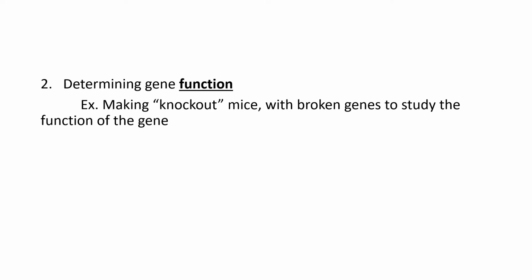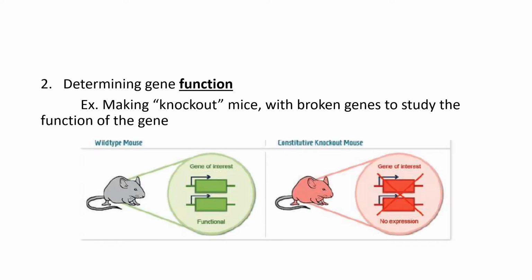GMOs have also been used to help determine gene function, so actually determining what genes are used for. The way they usually do this is they use something called the knockout mouse, where they break genes in it in order to study the function of the gene. If the gene is broken, if it can't perform its function, you can see what function is lacking in the adult mouse. So you take your wild type mouse, and then you figure out what your gene of interest is, and a functional gene would do whatever, like, I don't know, fur color, number of toes, whatever it is. And then you knock that gene out.